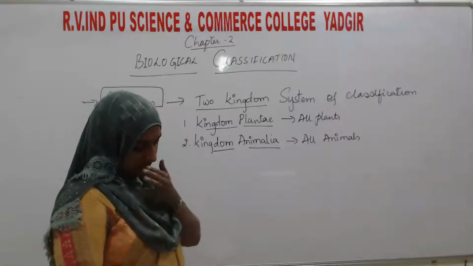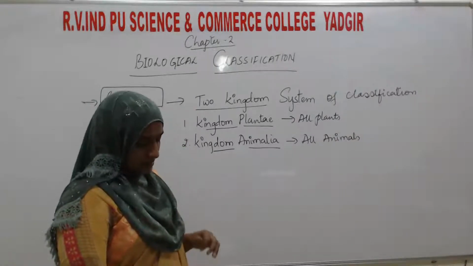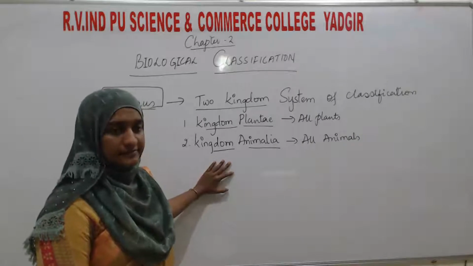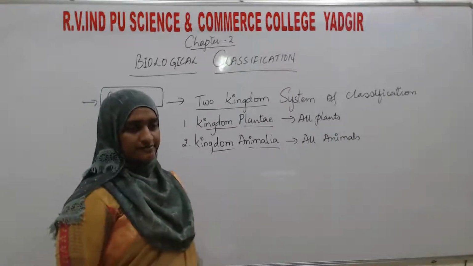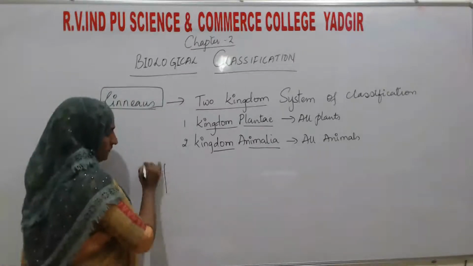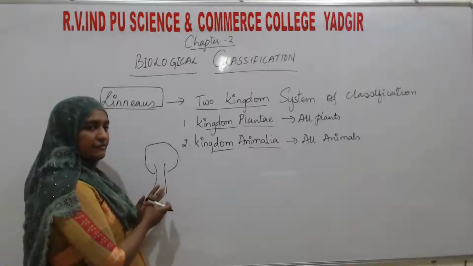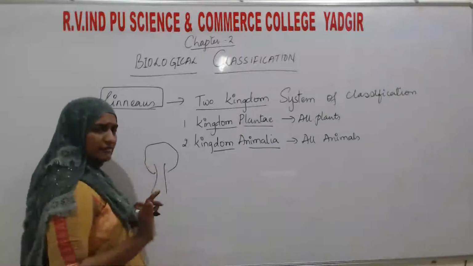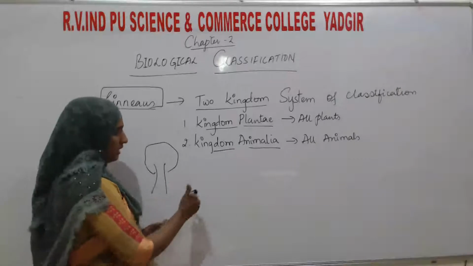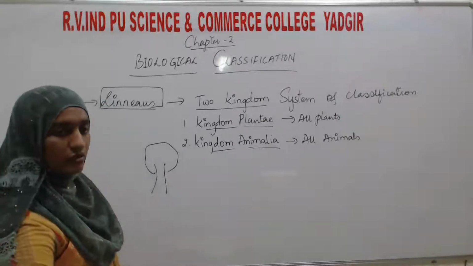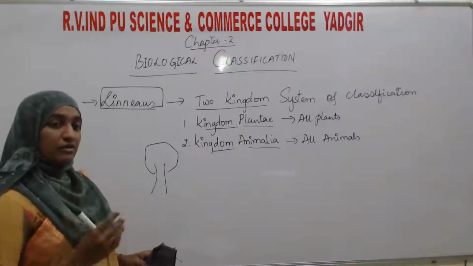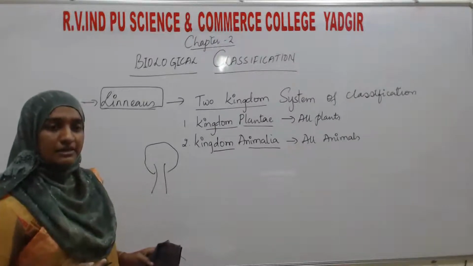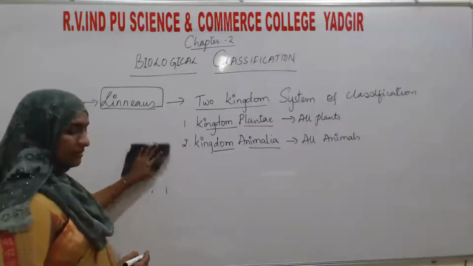Linnaeus developed this two kingdom classification on the basis of simple characters. If a plant is green in color and has leaves, then we can say this is a plant. Animals are able to move, and plants are unable to move. Able to move, that is the animal. By seeing simple characters, like presence of leaves in plants and absence of leaves in animals, Linnaeus made this two kingdom classification.